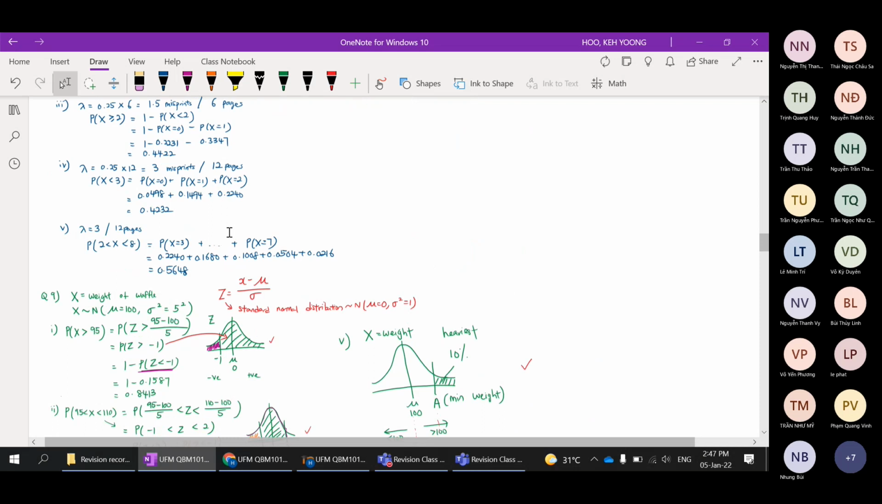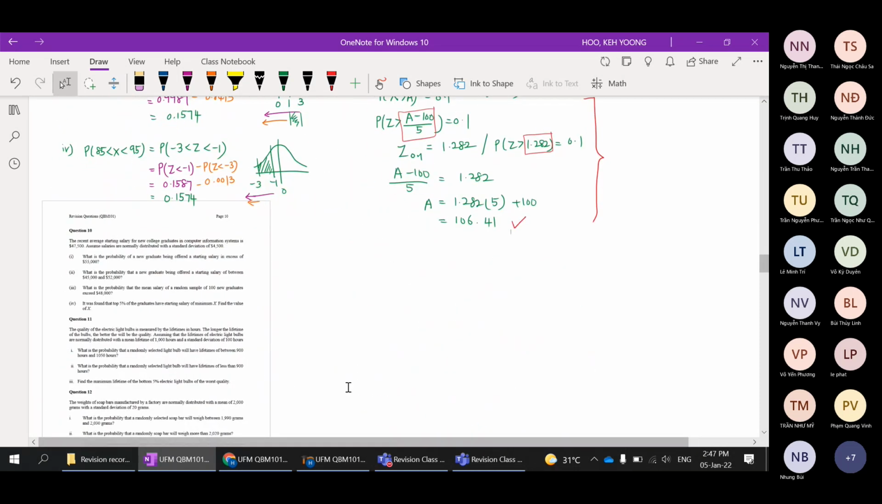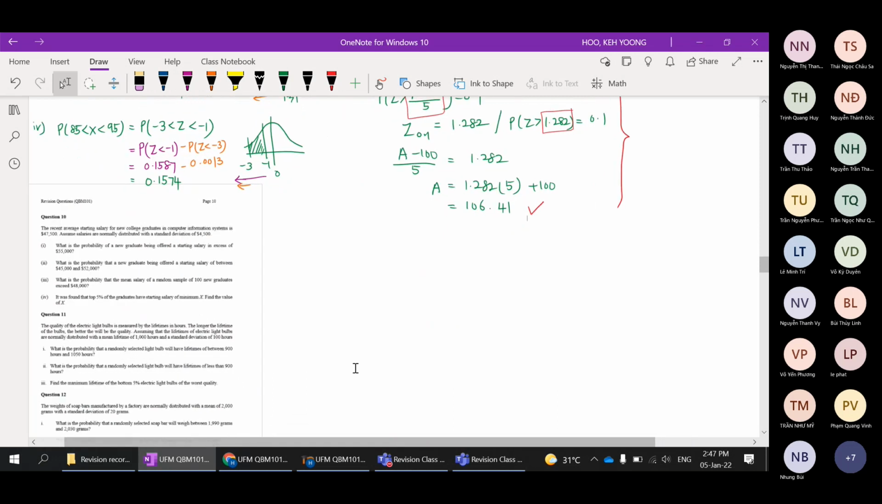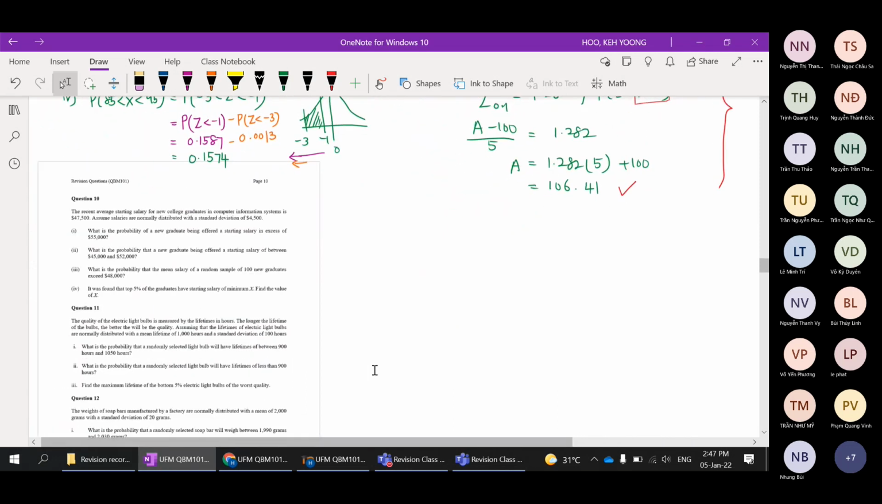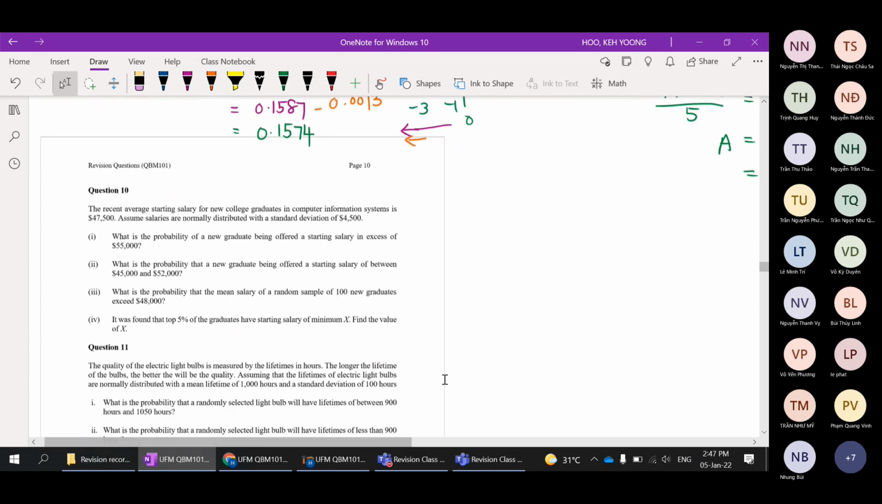All right, we will continue to the next questions. Question 10. Basically 9, 10, 11, and 12 are very similar. All of them are normal distribution questions. Okay, let's look at question 10.